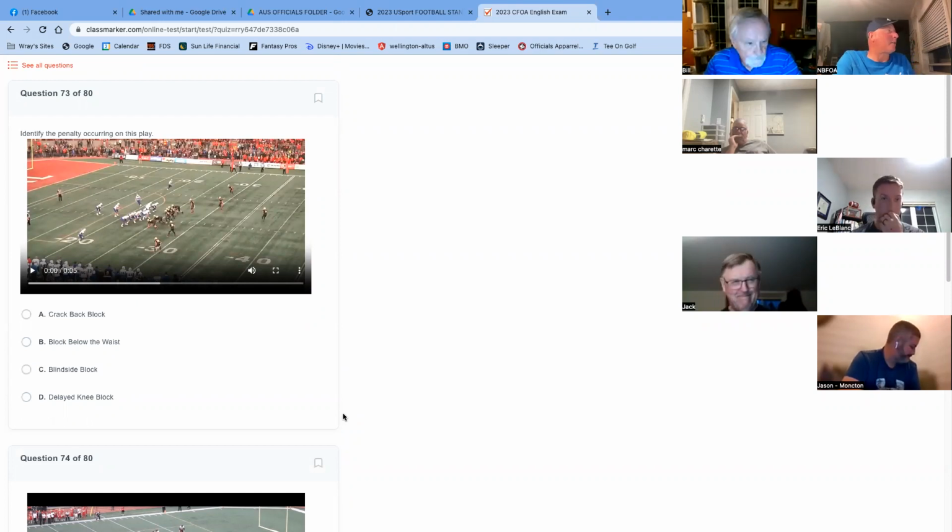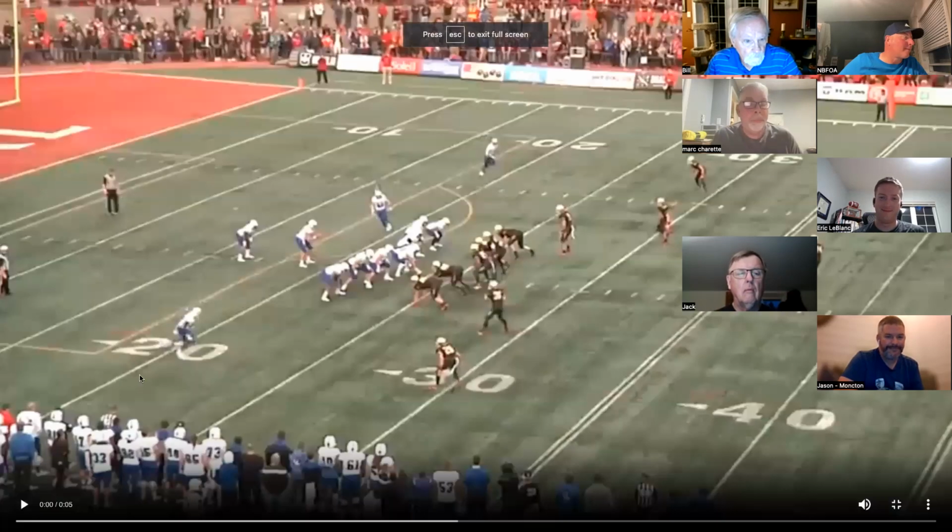All right. Question 73. Identify the penalty occurring on this play. And we have the choice of crackback, blocking below the waist, blindside, and delayed knee block. Oh, cripes. This was in the exam last year. Sorry.